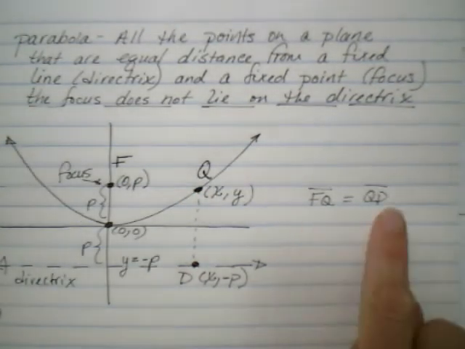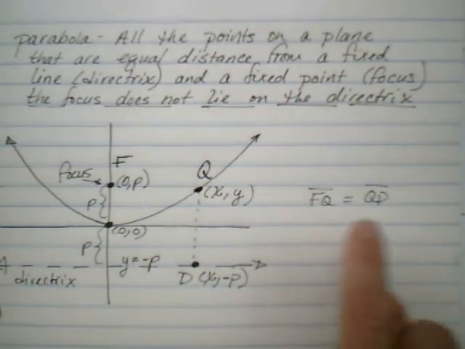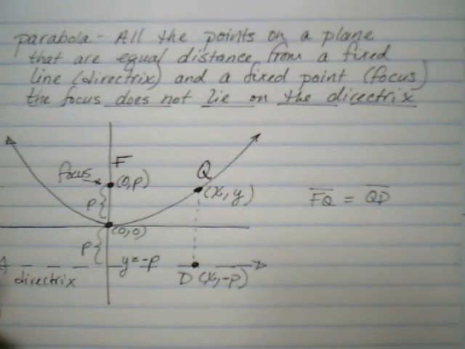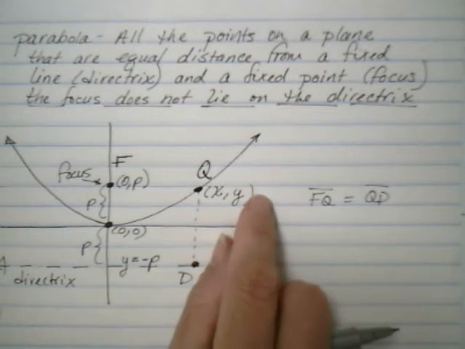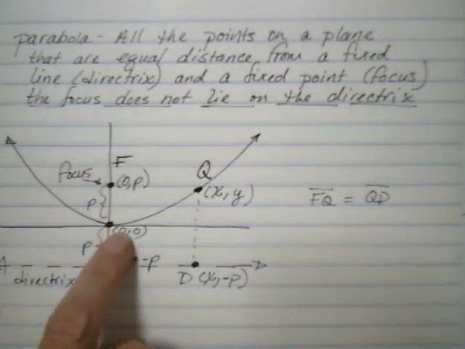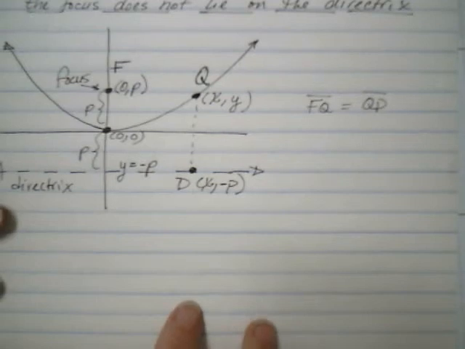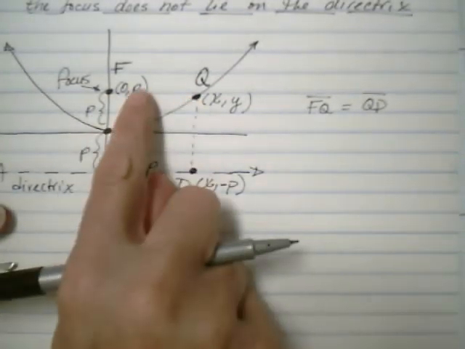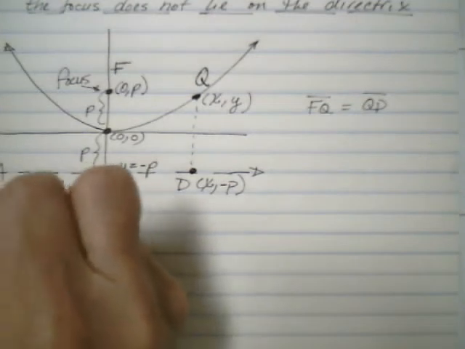So there's the equation. That's the same exact statement as the definition above. Now from this, we can use our distance formula, and we can actually come up with the equation of a parabola that has a vertical axis of symmetry and a vertex at the origin, just by applying this statement here. So I'm going to use the distance formula and find the distance from F to Q.